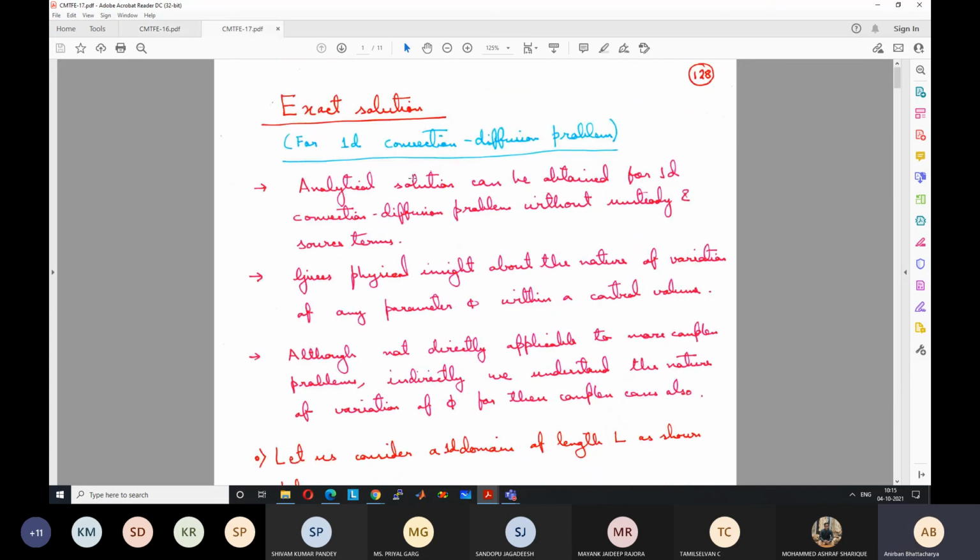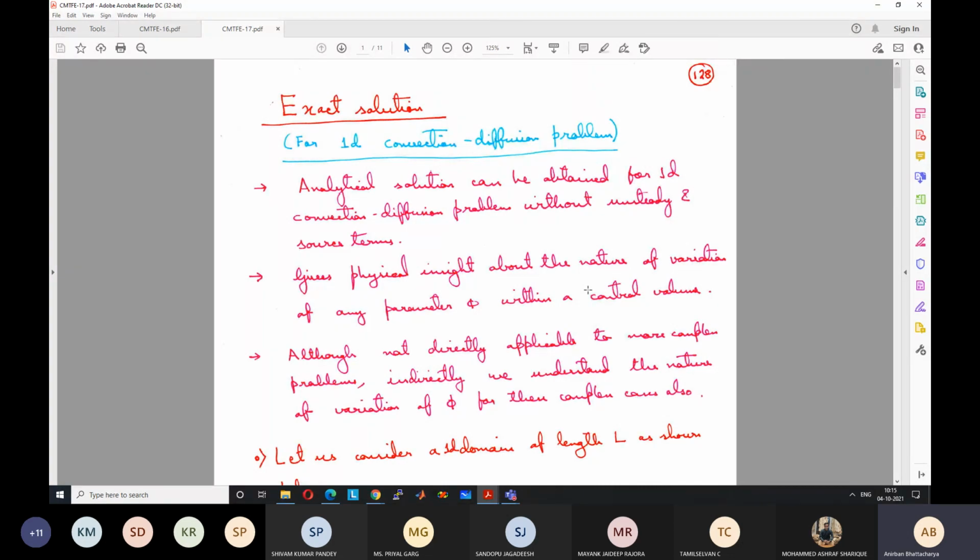We will try to find an analytical solution for the 1D convection diffusion problem without unsteady and source term. Without unsteady and source term, there exists an analytical solution. And this gives physical insight about the nature of variation of any parameter phi. It can be temperature, concentration, whatever. It gives a variation from one grid point to the other grid point. And it is directly applicable. It is exactly correct if it is a 1D problem without source term and without unsteady term.